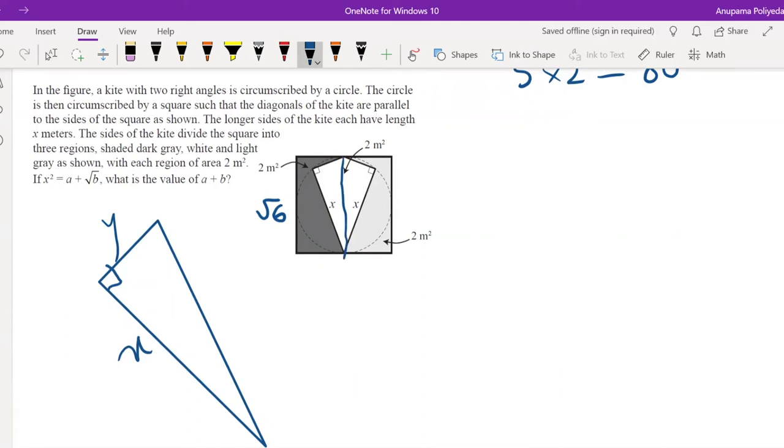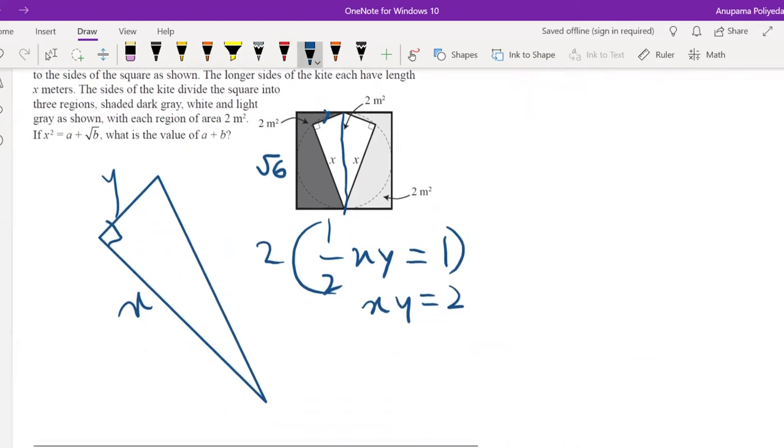So the area of this is 2, and we can see if we draw a line in the middle that it forms 2 right triangles. And we know the formula for the area of a triangle. So half of x, and let's call this short side y, half of x times y equals 1, because each triangle is half of the whole kite shape, and 2 divided by 2 is 1. So we multiply both sides by 2, and we get that xy equals 2.